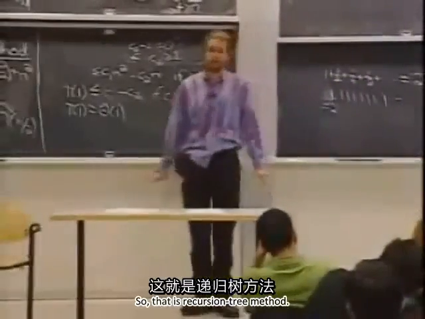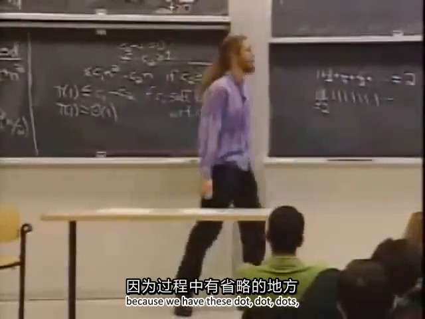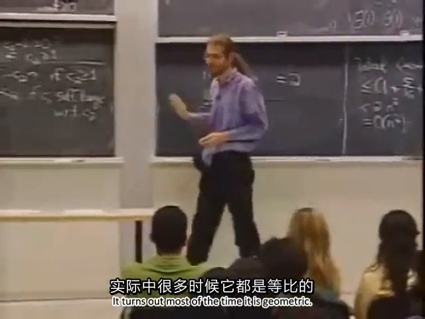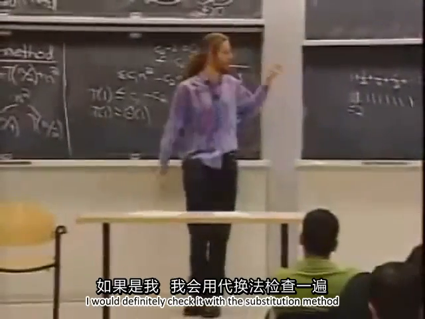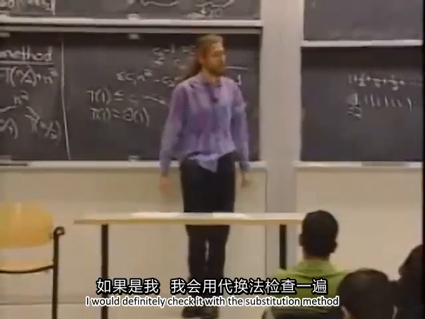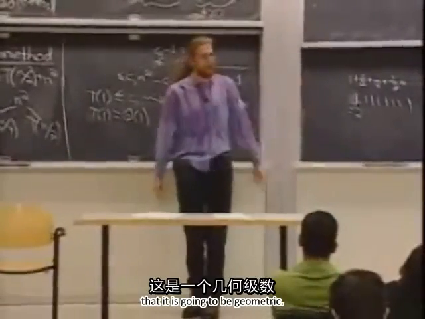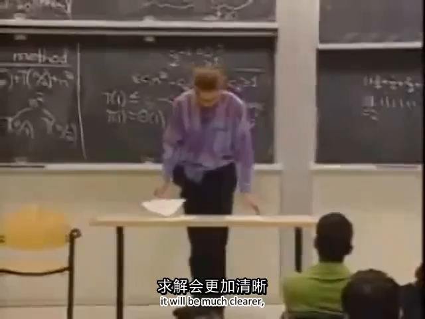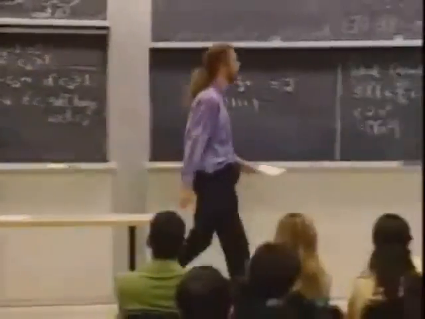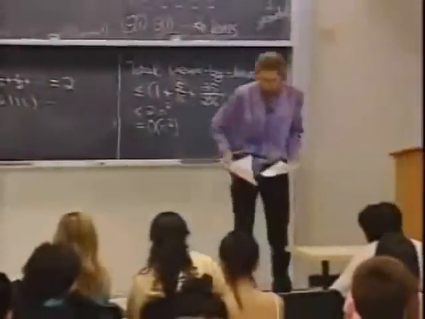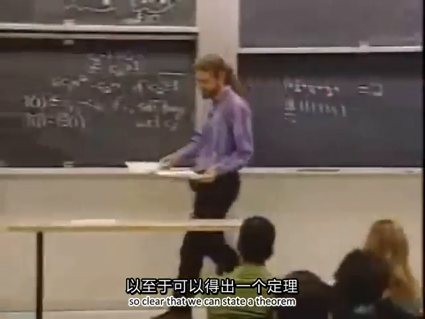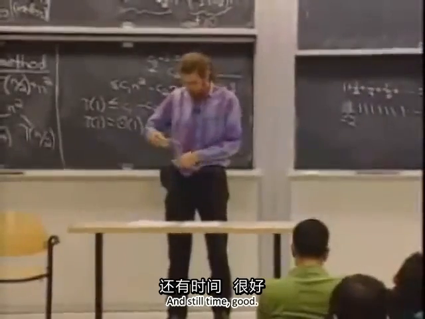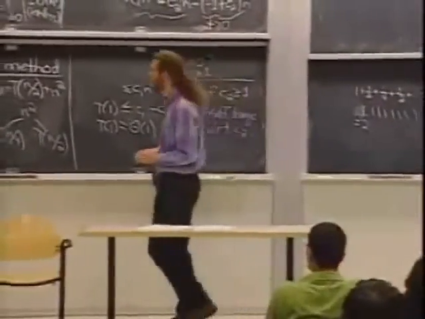So that's the recursion tree method. It's a little shaky here because we have these dot, dot, dots, and we just believe that it's geometric. Turns out most of the time it's geometric, no problem. Here, I would definitely check it with the substitution method because it is not obvious to me that it's going to be geometric. In the cases we'll look at in a moment, it will be much clearer. So clear that we can state a theorem that everything is working fine.